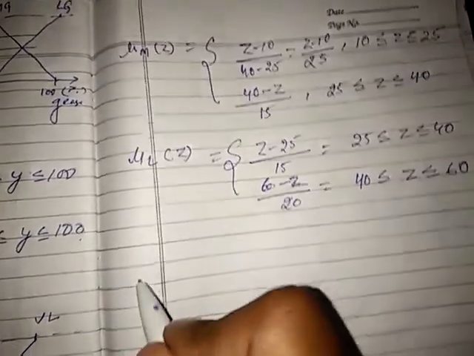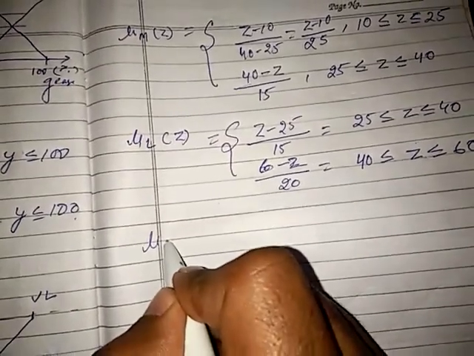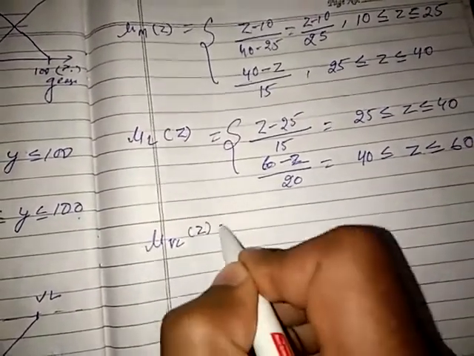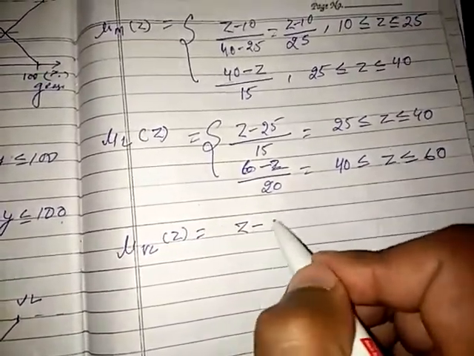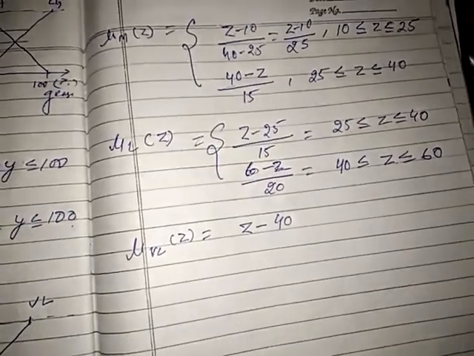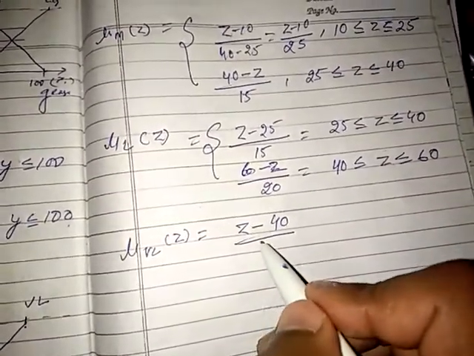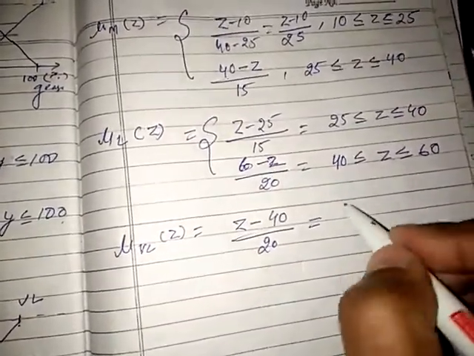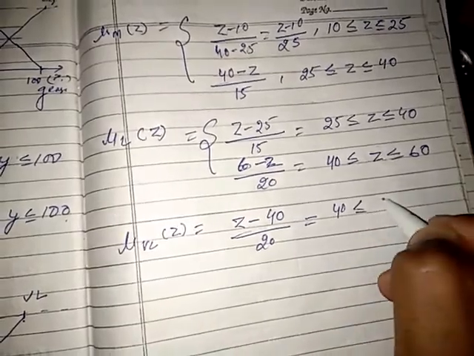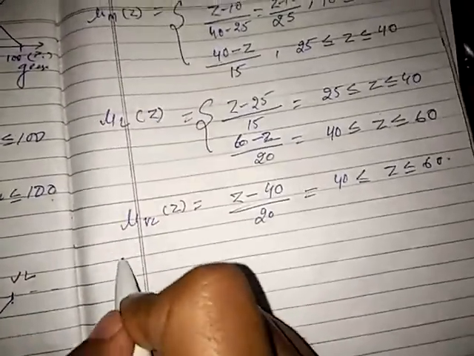Here we have to calculate the membership function of very large. That is (z minus 40) divided by (40 minus 60), that is 20, where the range is 40 to 60.